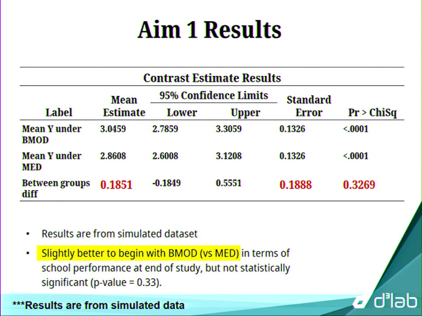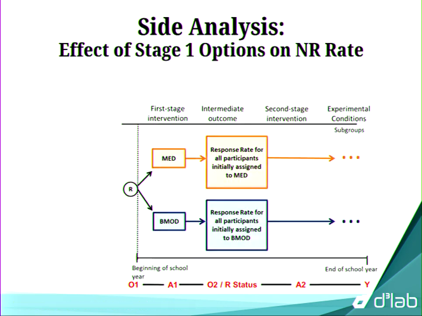Fail to refute the null hypothesis. Mm-hmm. So what would you conclude? You cannot conclude anything because this is fake data. But if it wasn't fake data, you would conclude that starting with BMOD is slightly better than starting with medication, right? But the difference is not statistically significant, right? Okay, next.